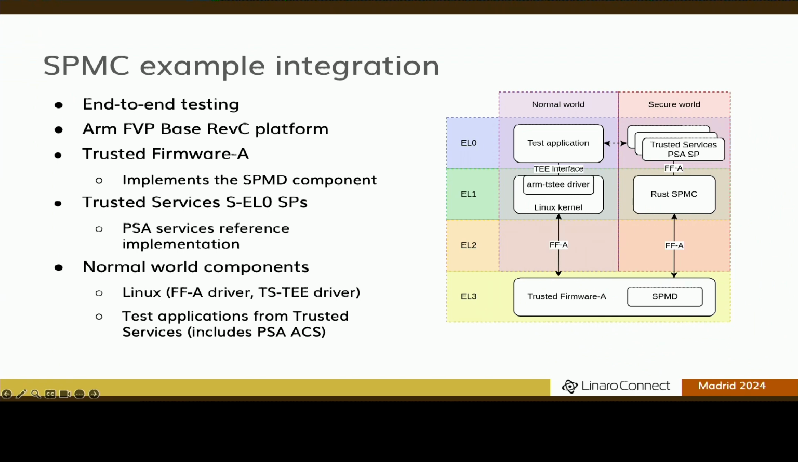This is our SPMC in secure EL1, and we run the secure partitions from Trusted Services in secure EL0. These secure partitions are the reference implementation of the PSA services for A-profile CPUs. In the normal world, we have the usual components. We run the Linux kernel in EL1, and in EL0, we run the test applications also from Trusted Services. This includes PSA ACS as well.